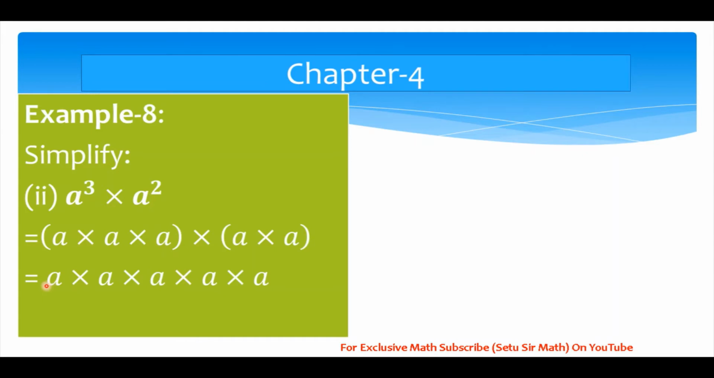That means how many A's are here? 1, 2, 3, 4, 5. And we can write A to the power 5. That means A is the base here and 5 is the index or power.